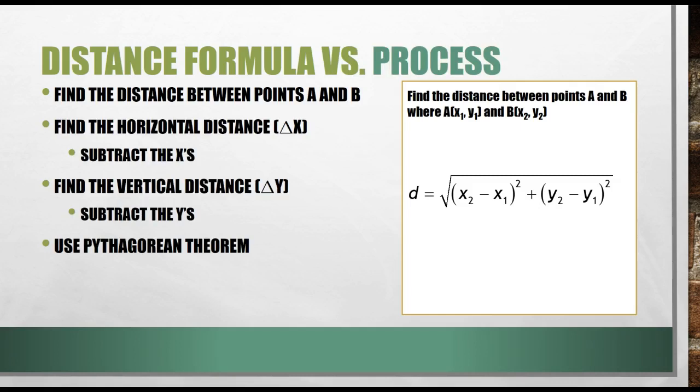So let's compare the process that we used in part 1 and the Pythagorean theorem. We're going to see that they're not all that different. We are still looking at the aspects of subtracting the x's. We're still looking at subtracting the y's. And you can even see a little bit of Pythagorean theorem within our distance formula. So the two of them are very closely related.